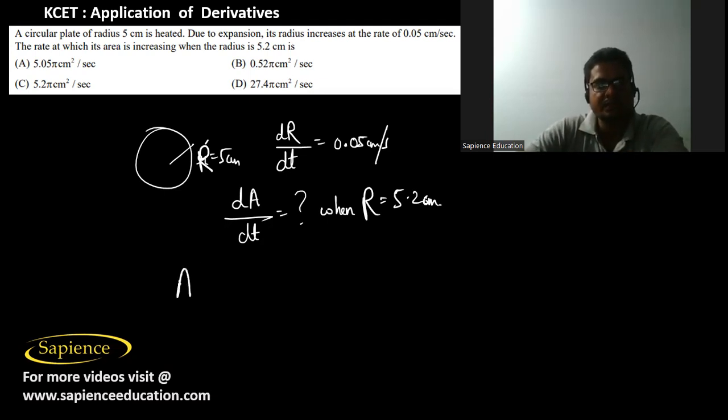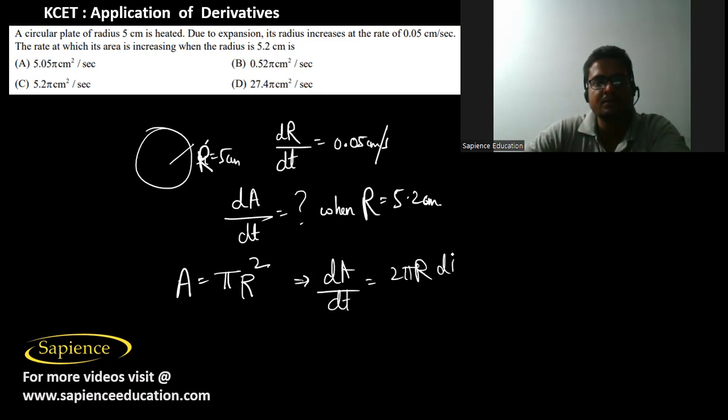So therefore the area of the circular plate will be pi r square. The rate at which the area is increasing, so dA by dt, will be equal to 2 pi r into dr by dt.